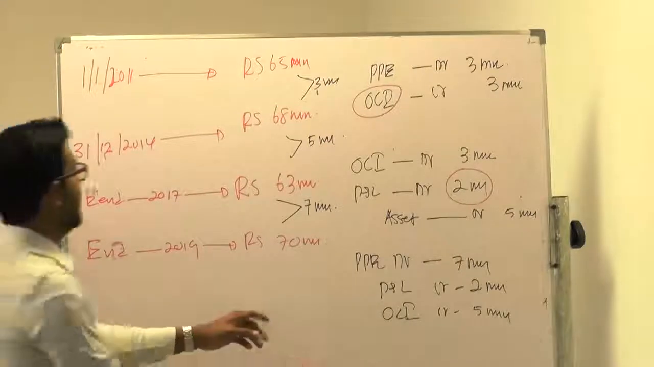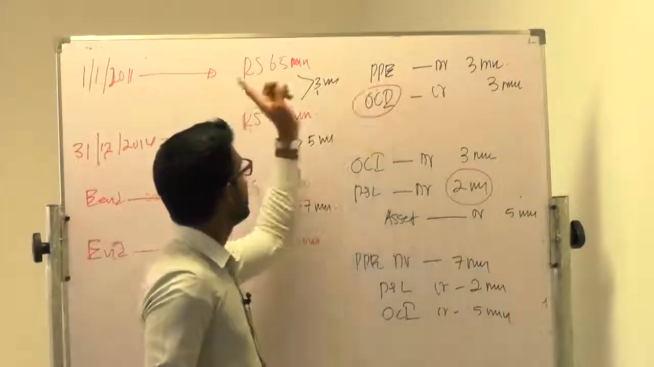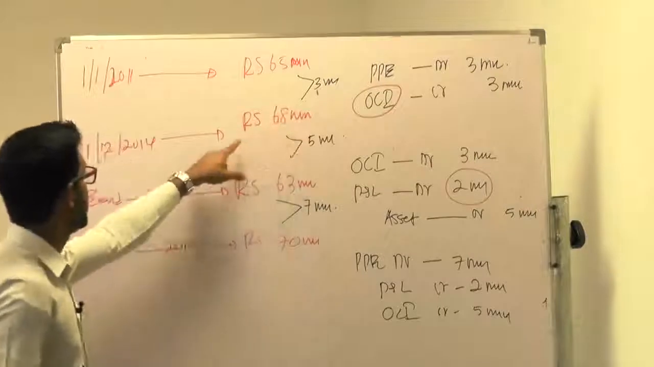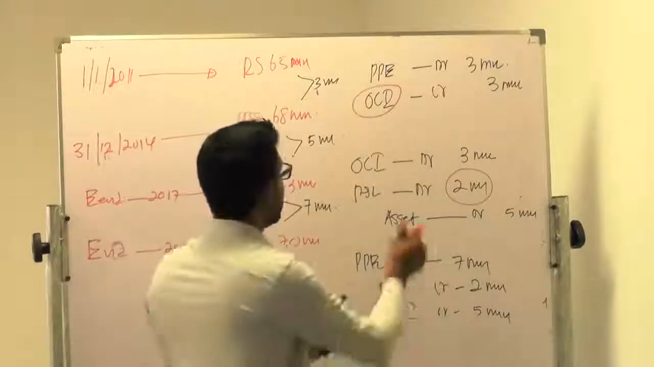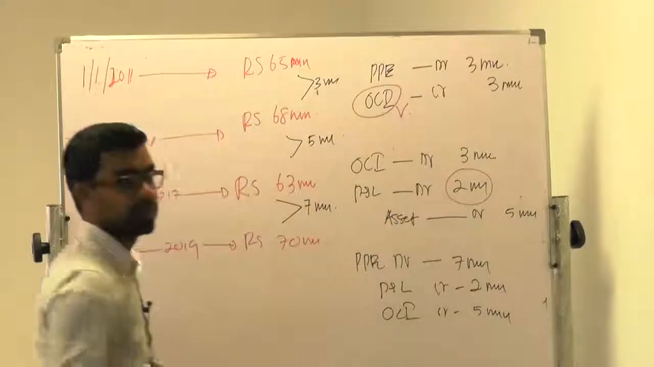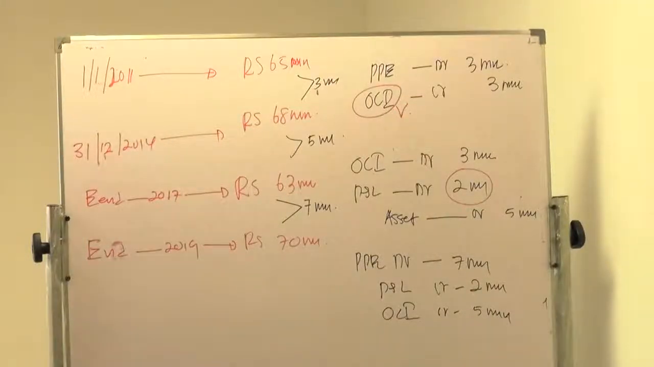Very simple, right? Initially you recognize at 65 million, thereafter you revalue to 68 million, a 3 million gain. Straight away you recognize where? In OCI. Right? Other comprehensive income. Why? It is not generated from your normal course of business.